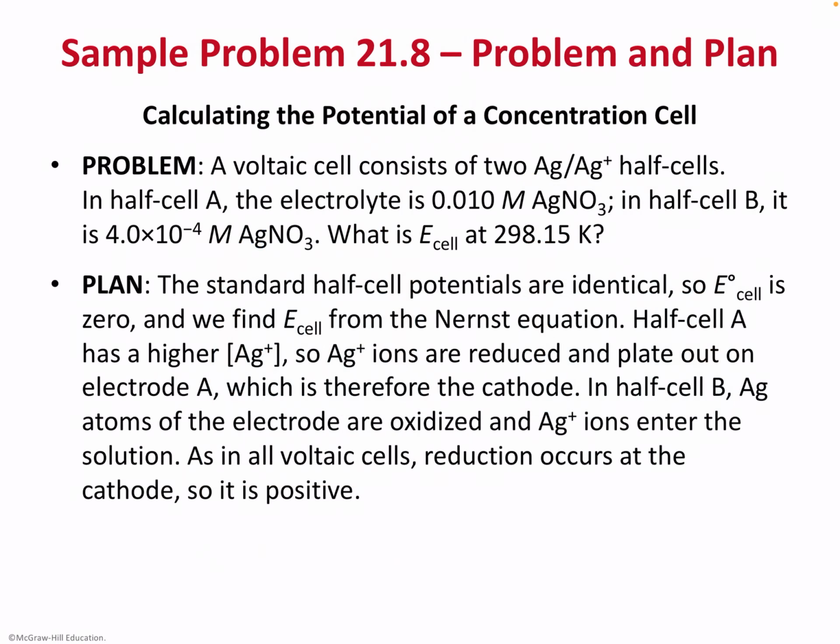Let's put that into practice with an example. A Voltaic cell consists of two silver plus half cells. In half cell A, the electrolyte is 0.01 molar silver nitrate. In half cell B, it is 4 into 10 to the negative 4 molar silver nitrate. What is E cell at 298.15 Kelvin? So there are two silver nitrate solutions, 0.01 and 4 into 10 to the negative 4. So this is the higher concentration and this is the lower concentration. The lower concentration one would be your anode, the higher concentration one would be your cathode.